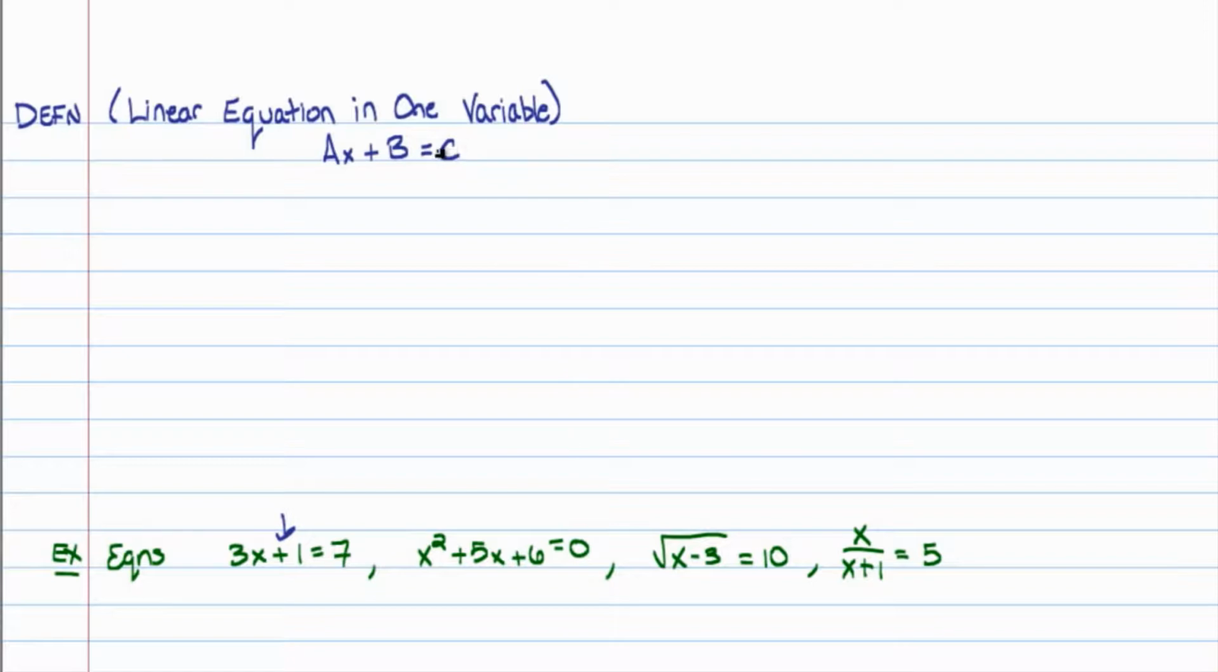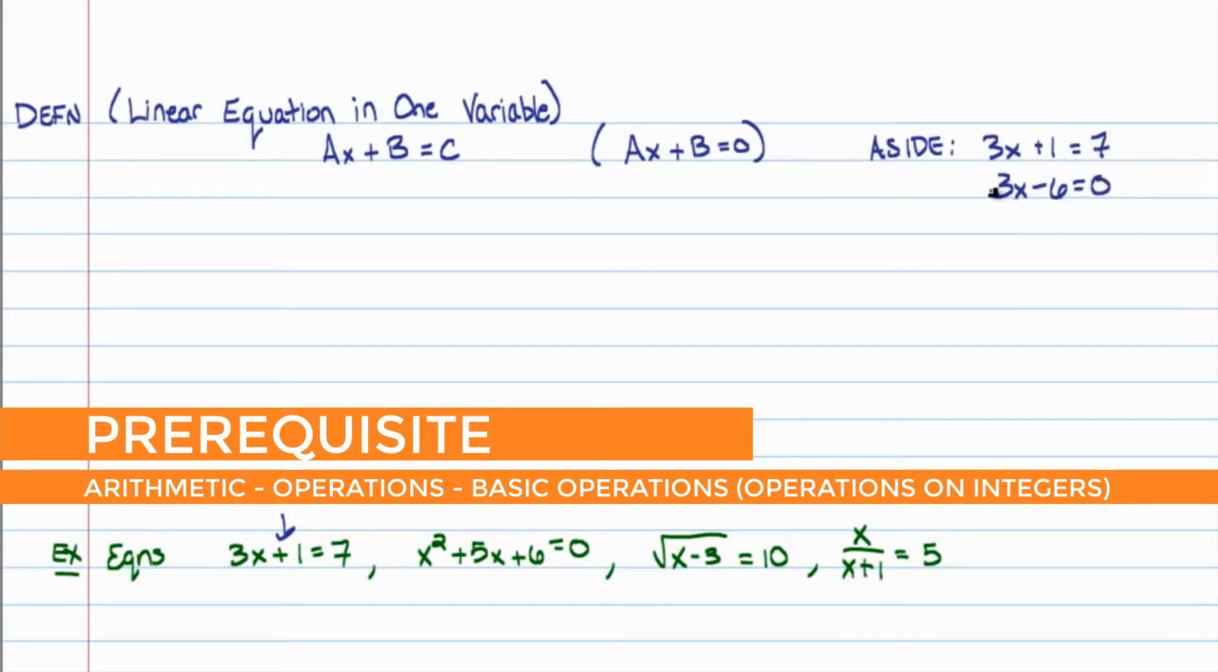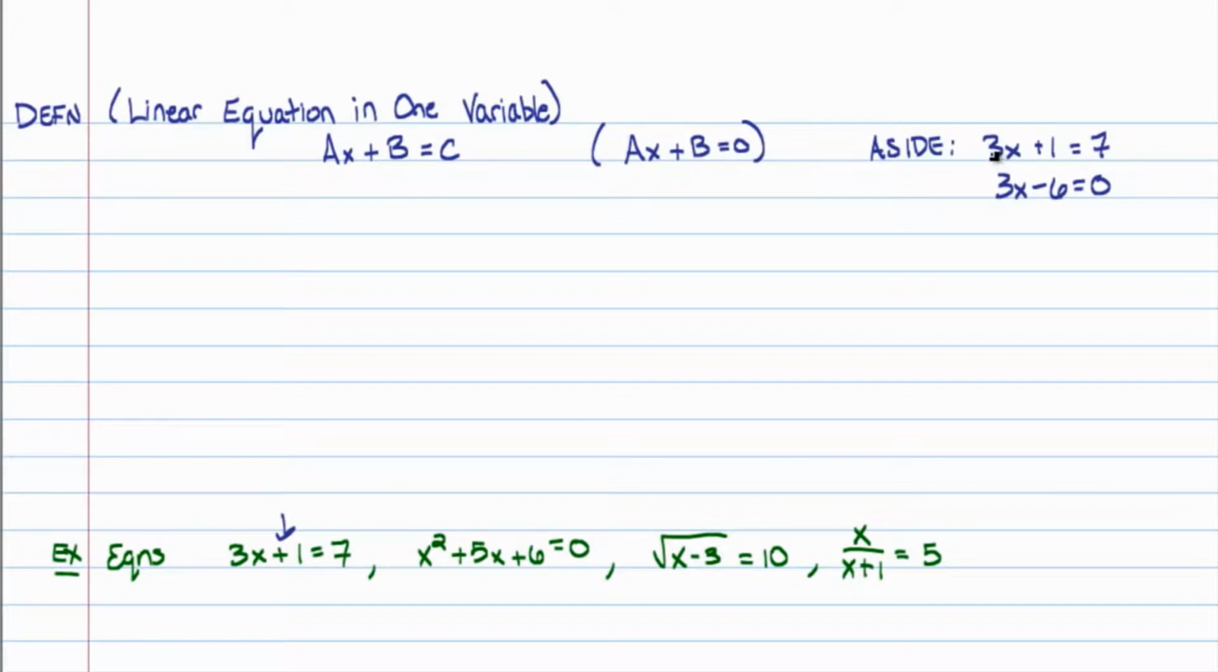And often, most mathematicians even leave off the c, and they'll just write that as ax plus b is equal to 0. The reason why is because if you just consider for a moment, as an aside, 3x plus 1 is equal to 7, I could rewrite that by subtracting 7 from both sides as 3x minus 6 is equal to 0. And there you see that's an ax plus b is equal to 0 form from the fact that we started with an ax plus b equals c form.